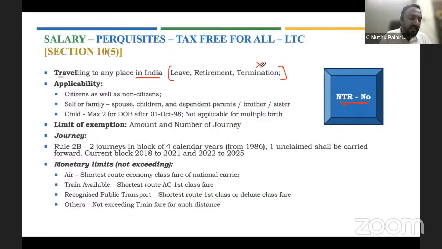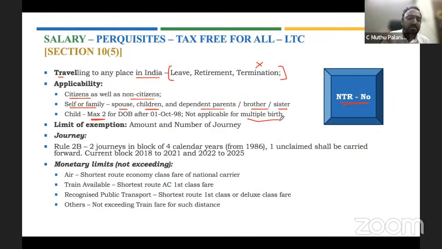So traveling to any place in India, what is the condition? They can be citizens as well as non-citizens, which means it could be anyone. It is applicable for self or family. Family means spouse, children, dependent parents, brother, sister. All of them are covered here. And when you say children, a maximum of 2 children is covered. Their date of birth must be after 1st October 1998. Only then are they eligible, and it is not applicable for multiple birth.